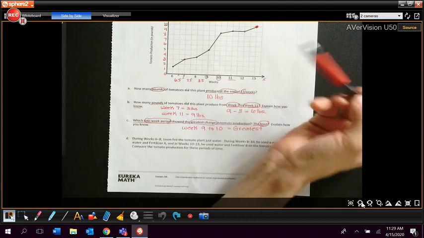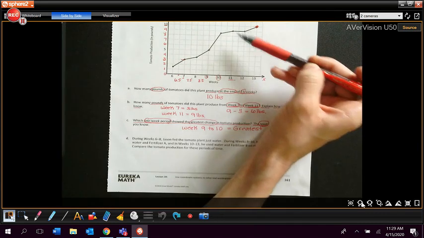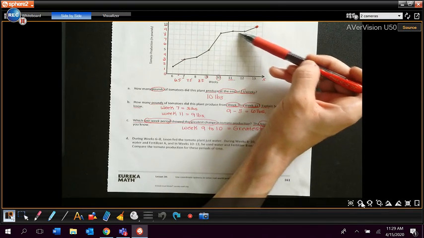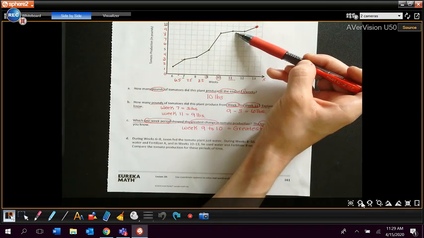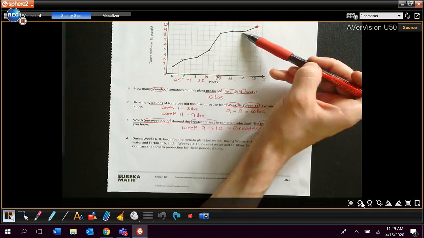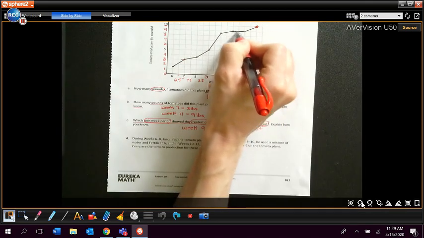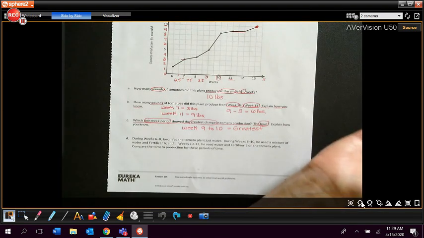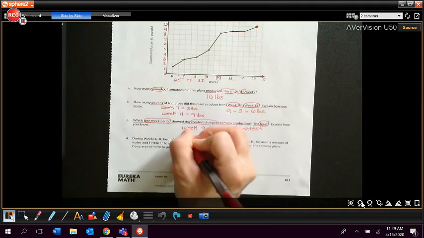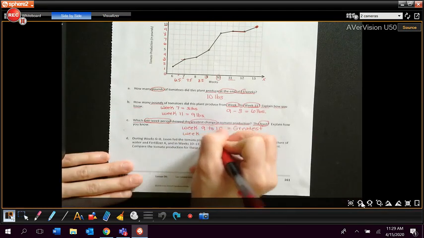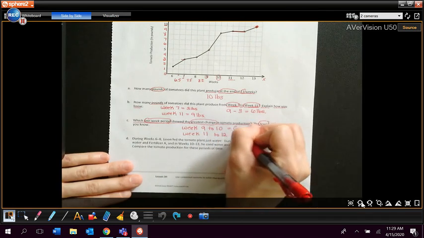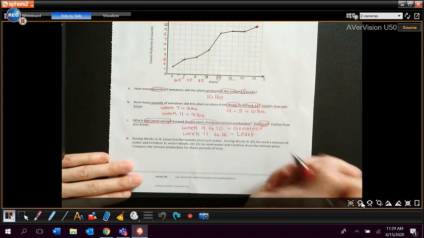If you see between week 11 and week 12, was there an increase here? No. We see that from week 11 to week 12, it remained the same. So if it remained the same, it pretty much means it didn't grow. So that would be our least. So our least would be week 11 to 12. And we're going to label that as our least.